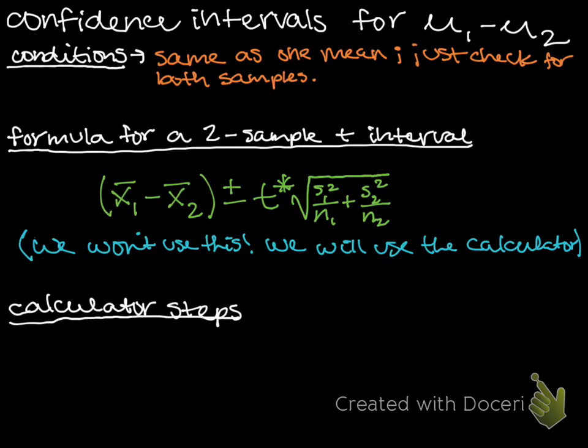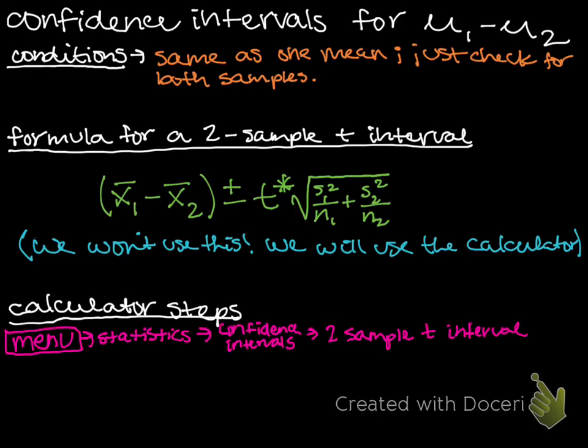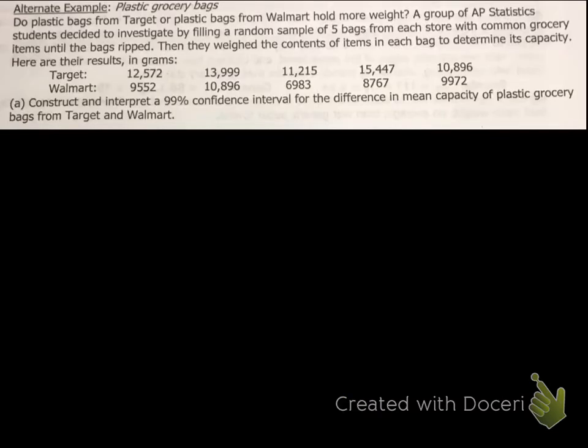Alright, calculator steps. This is the important part for the do step. Go to menu, statistics, confidence intervals, and choose two sample t interval. It's going to ask you if you want pooled, P-O-O-L-E-D, and you're going to choose no. No for pooled. Alright, let's do an example.